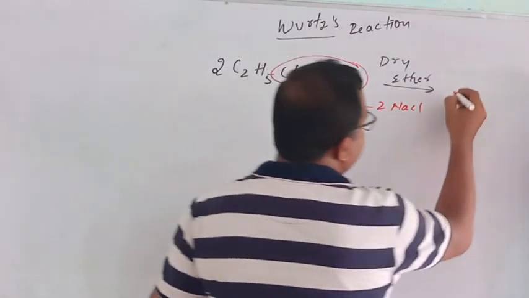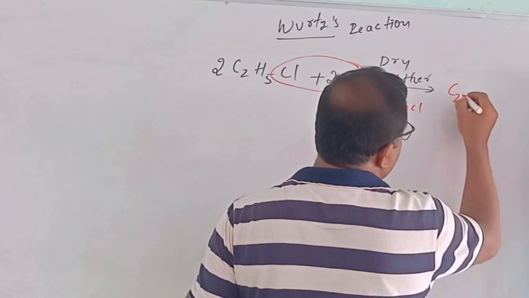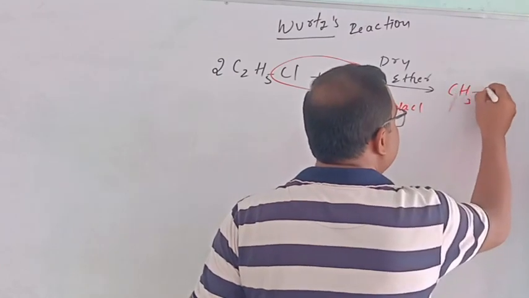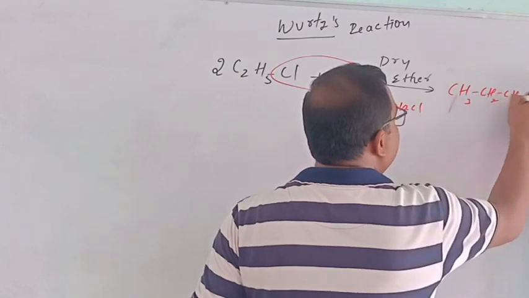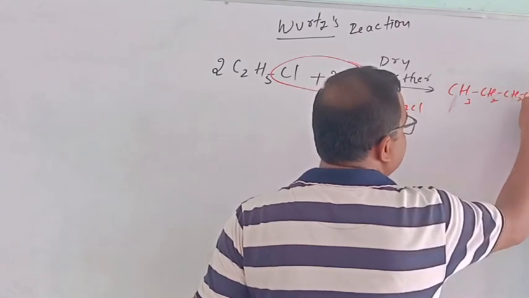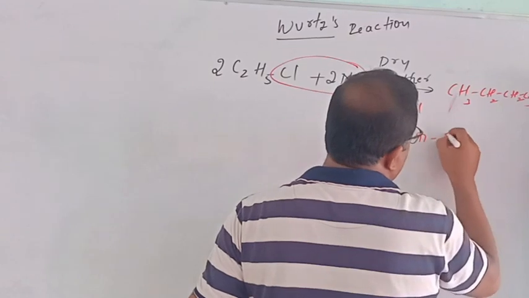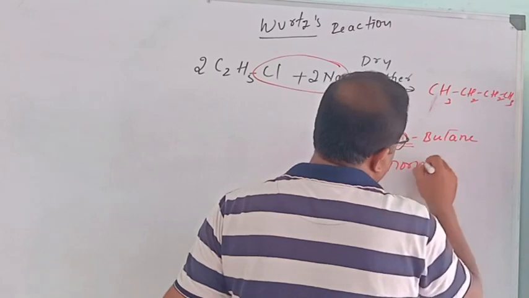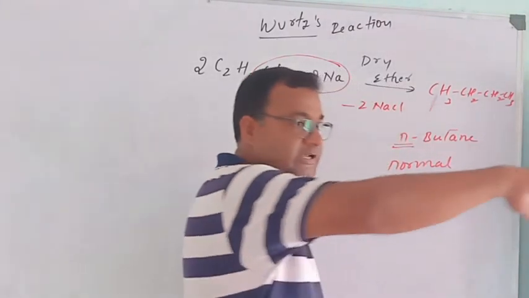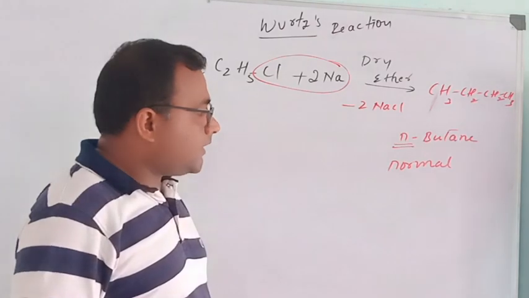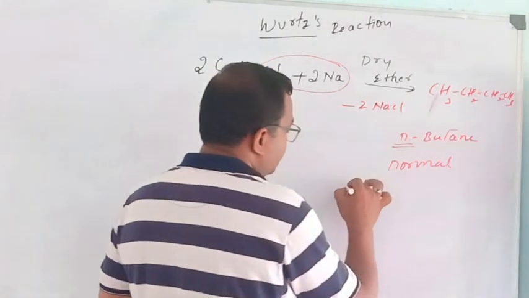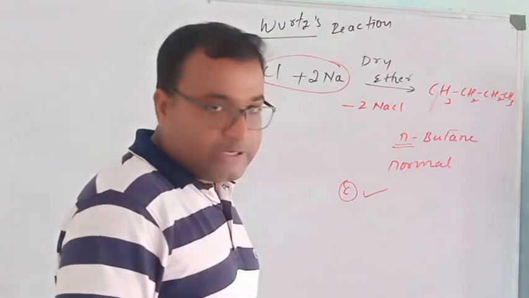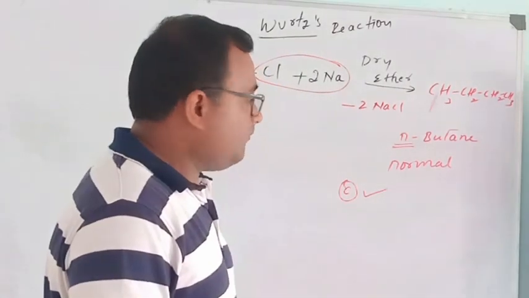and what is left is C4H10, or simply I can write CH3CH2CH2CH3, which is n-butane. Here n means normal chain, straight chain. n-butane is formed, and the correct option is option C. Option C is the correct option for this question.